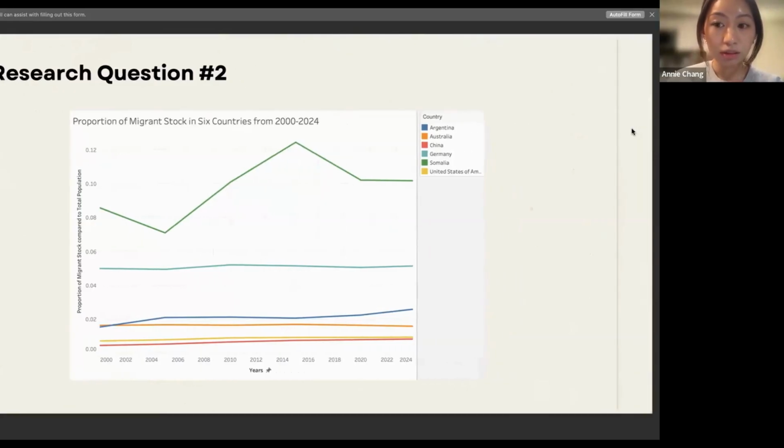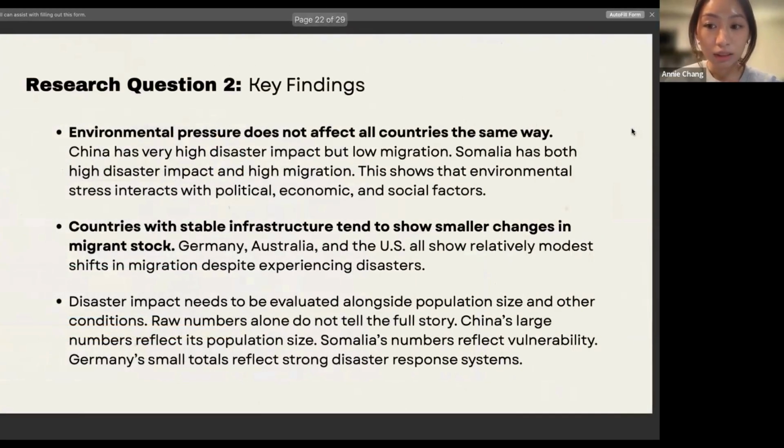And moving on to the research key findings. From the visualizations, we observe several key trends, including how environmental pressure does not affect all countries the same way. For example, China has very high disaster impact but low migration. Somalia has both high disaster impact and high migration. This shows that environmental stress might interact with other factors, such as political, economic, and social factors, to shape migration rates.